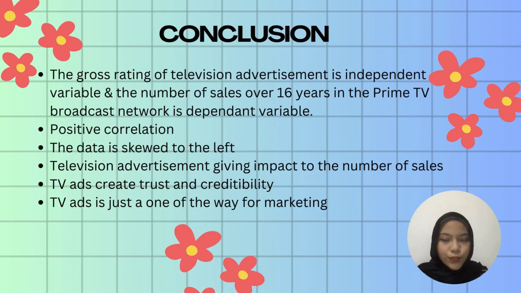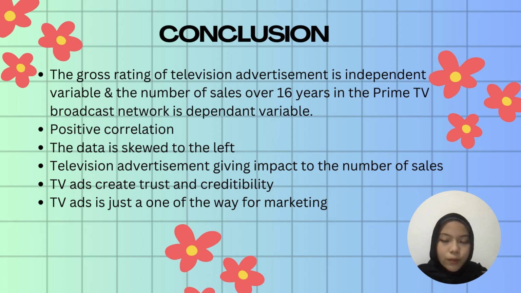Last, we move to conclusion. From this study, we found that the gross rating of television advertisement is the independent variable, and the number of sales over 16 years in the Prime TV broadcast network is the dependent variable. So this means when the rating of television advertisement increases, the number of sales over 16 years also increases.